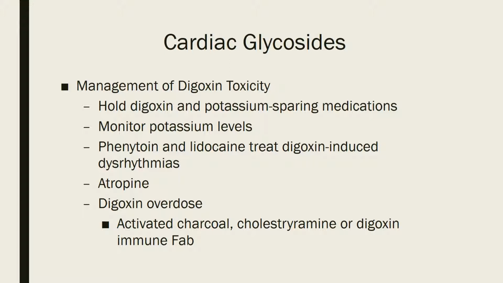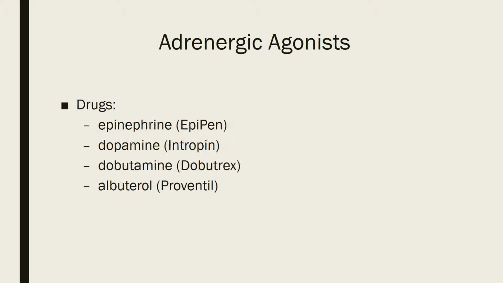And for digoxin overdose, they're going to use activated charcoal, cholestyramine, or digoxin immune Fab, which is ovine, and it has a less than a minute onset.